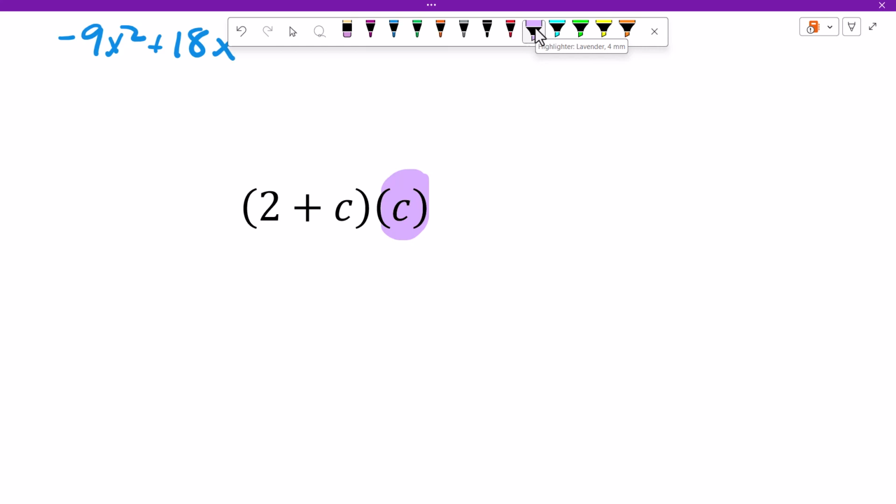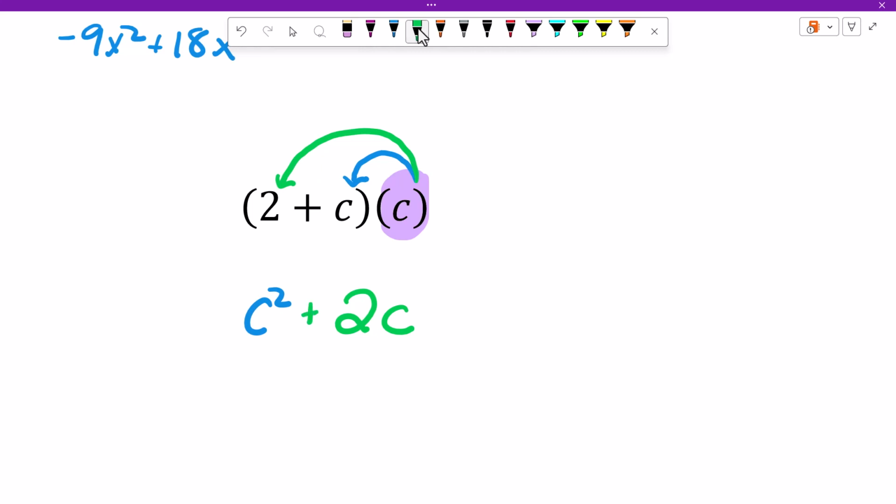So this C, and I personally like to do the inside one first, but it doesn't matter. You can do the outside ones first. I go C times C. What do we get? C squared. Then I do the next one. I go C times this one. What do we get? 2C. Excellent, Cohen. And now we need a sign between here. It's positive 2C, so we put a plus in. Okay. I think you guys are getting this.